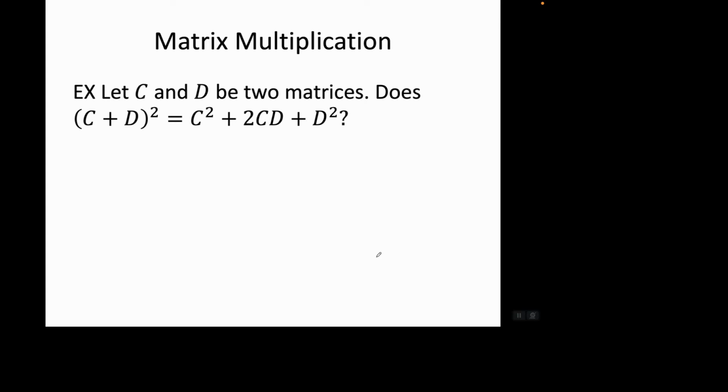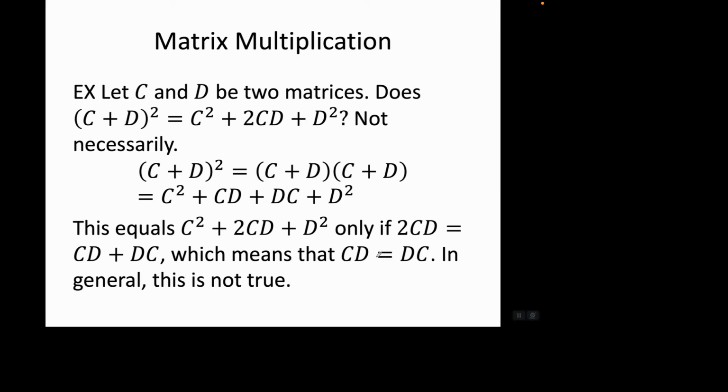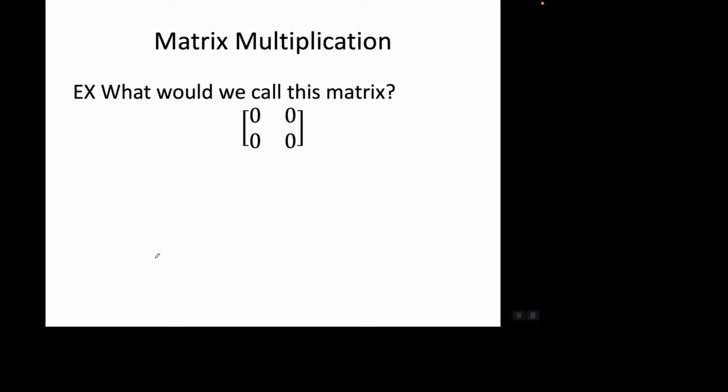Let C and D be two matrices. Does C plus D squared equal C squared plus 2CD plus D squared? Not necessarily. When you multiply this out using FOIL, you get C plus D times C plus D, which is going to be C squared plus CD plus DC plus D squared. Now, this equals C squared plus 2CD plus D squared only if 2CD equals CD plus DC, which means that CD equals DC. In general, this is not true.